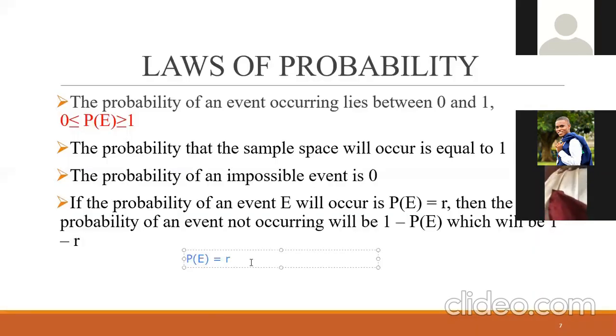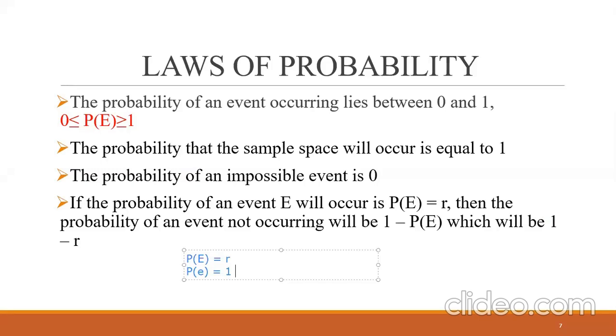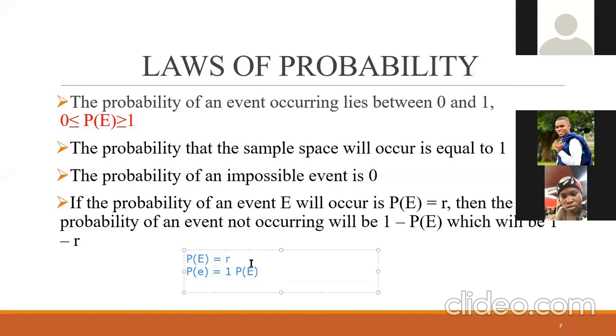For that short break, I was talking about the probability of an event occurring. So let's say the probability of an event occurring is equal to R. Is that okay? Then the probability of that event not occurring, let's represent it with a small e so that we can differentiate it, will be equal to 1 minus R, because probability is between 0 and 1. So if the probability of the event occurring is R, the probability of that event not occurring is 1 minus the probability of the event occurring, and that will be equal to 1 minus R.